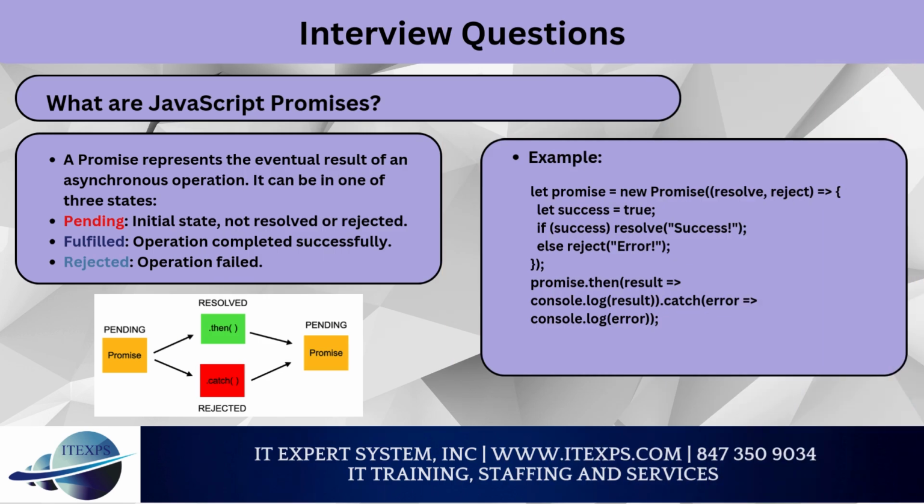What are JavaScript promises? A promise represents the eventual result of an asynchronous operation. It can be in one of three states: pending, the initial state, not resolved or rejected; fulfilled, operation completed successfully; rejected, operation failed. Please check the code example.